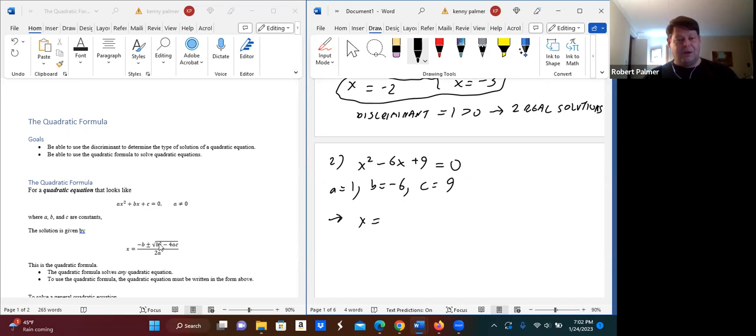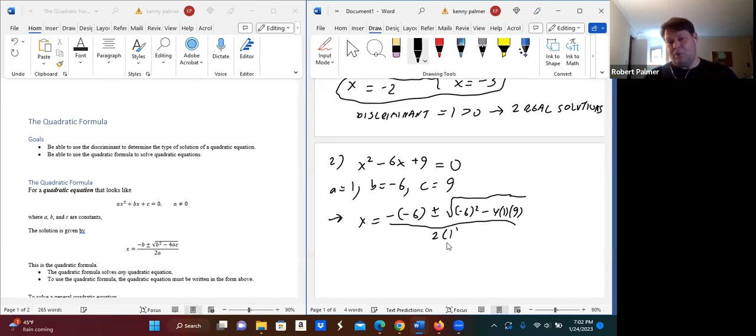So x is equal to, now the formula here, this negative is part of the formula, but b itself is negative. So be careful with that. It's an easy mistake to make. Then plus or minus, then the square root of b squared, so negative 6 squared, then minus 4 times a, which is 1, times c, which is 9. Let me write this better. 4 times 1 times 9. Okay, then everything is over 2a. So make sure you remember that everything is over 2a, including this part.